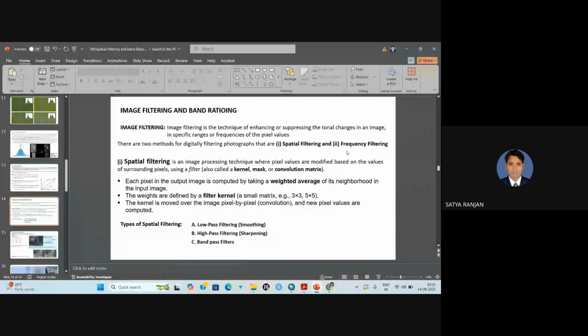And what are the advantages of this? It basically highlights shadows, water bodies and low reflectance objects. So where features have very low reflectance, it also gives good results.